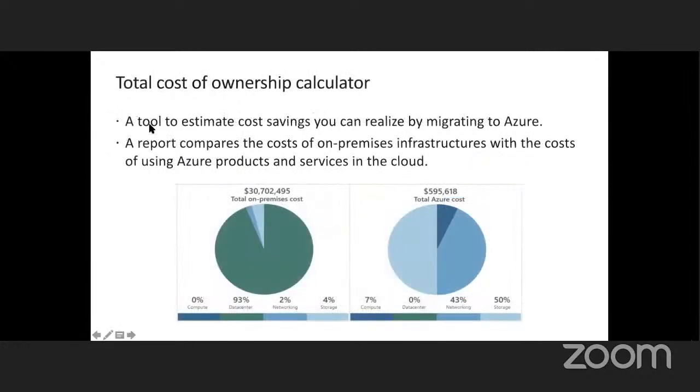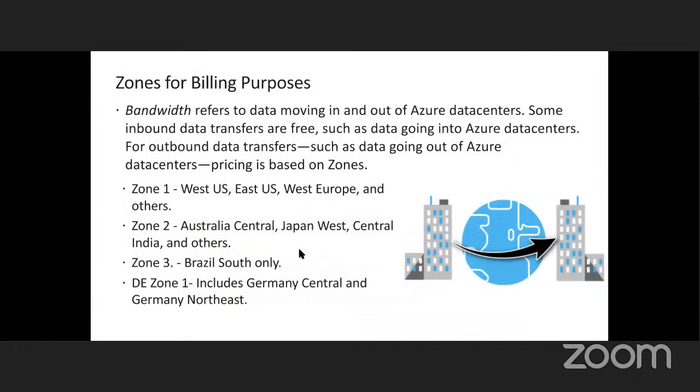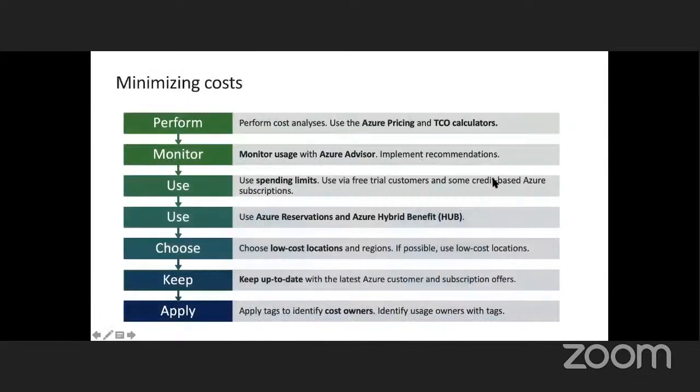So this is an image of the pricing calculator. When you add the virtual machine, it tells you the region, the operating system, the type, if it is operating system only, the tier if it is standard, and then the instance, temporary storage, and how much it's going to be per hour. Okay, it says here 188.57 a month.